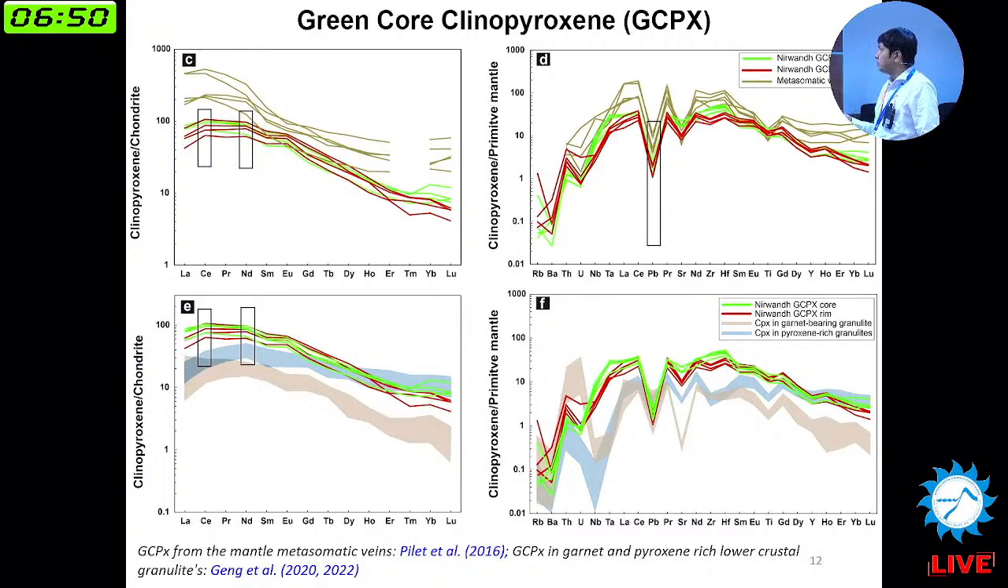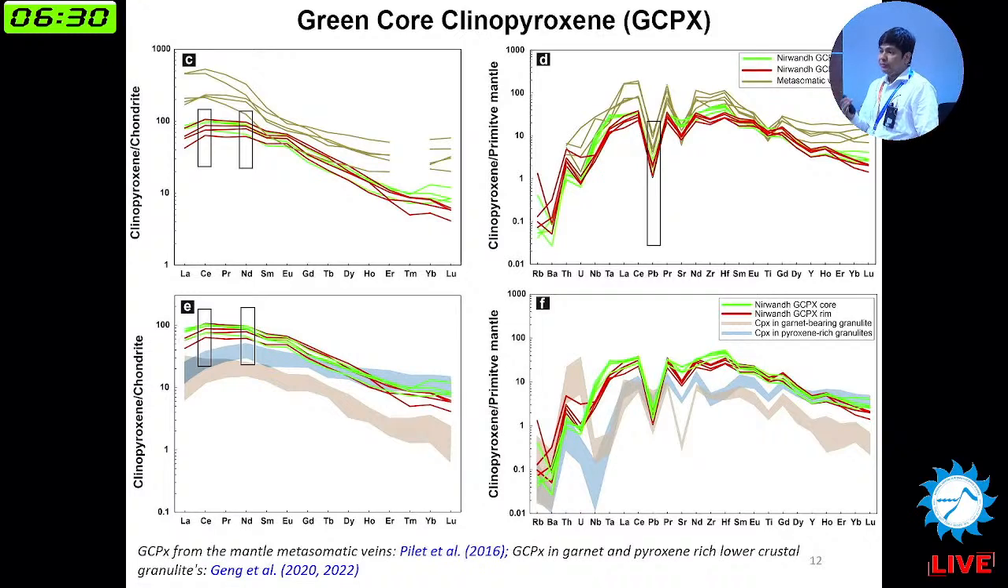Similarly, taking up the trace elements of the green core clinopyroxenes, they also show similar patterns, but we could see that they have a higher zircon and hafnium content as well as enrichment in niobium and tantalum content, whereas a more enriched rare earth element pattern diagram is there. So why is such zircon and hafnium enrichment there?